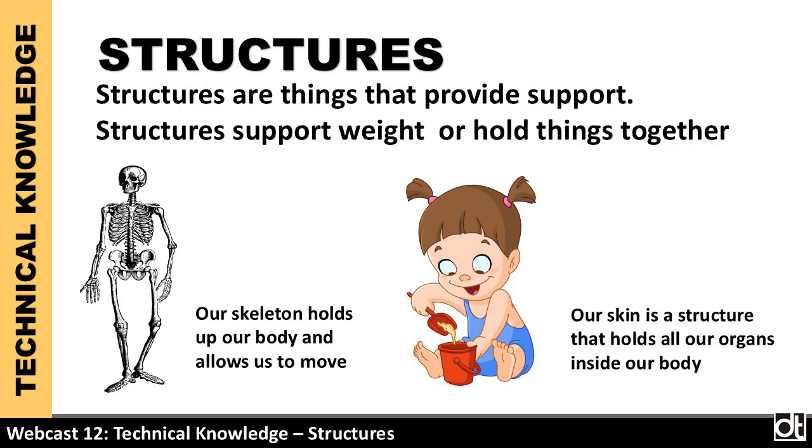Linking the understanding of structures to the children's own bodies is a good teaching strategy. The skeleton is a frame structure that holds up our body, supports the weight of all the organs and parts of our body, and holds them all in place. The skin is our body's outer layer and is a shell structure that holds all our organs and body parts inside our body and helps to protect them.